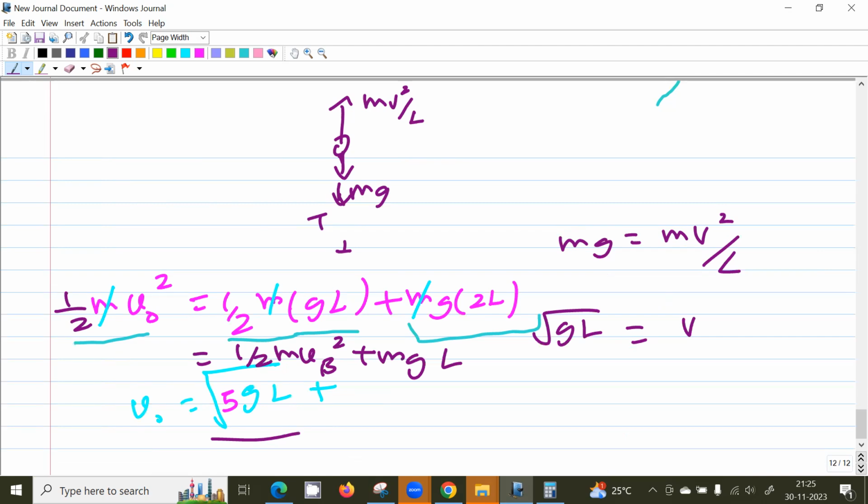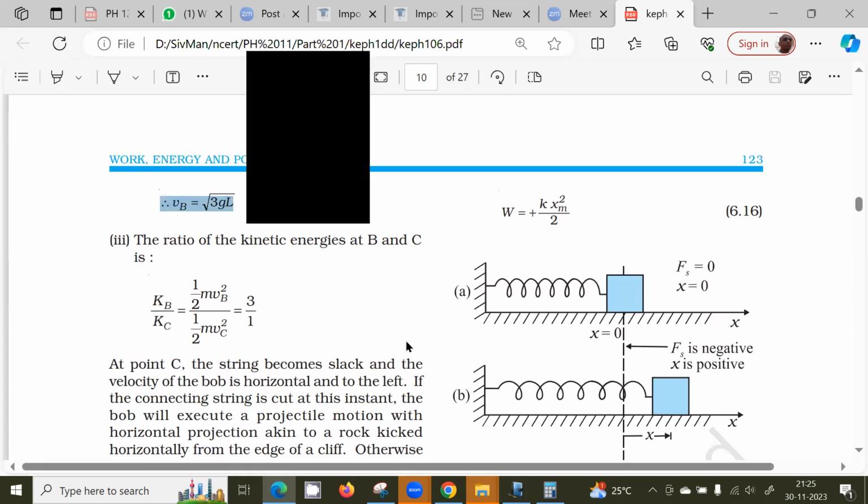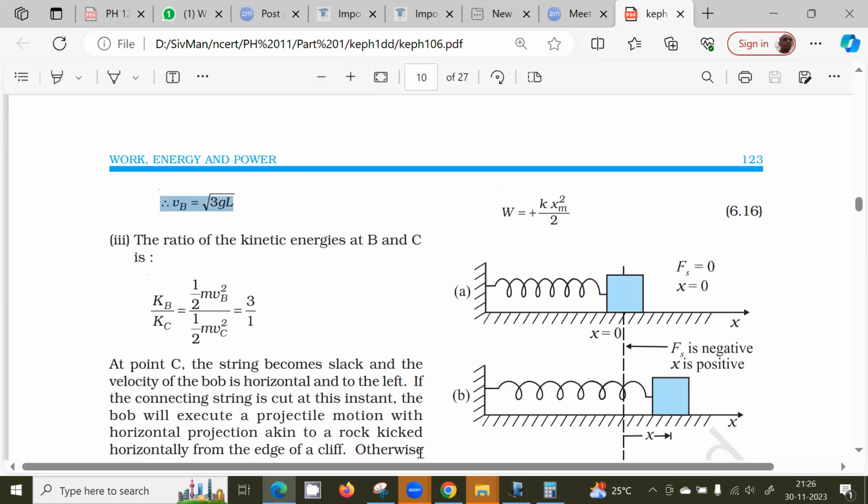Okay, I understood. Now I can cancel them here, and then I can find. So VB square will become V0 square minus 2GL. V0 square is 5GL, so it will become 3GL. So VB is square root of 3GL. Okay. Got it? Just the energy conservation.